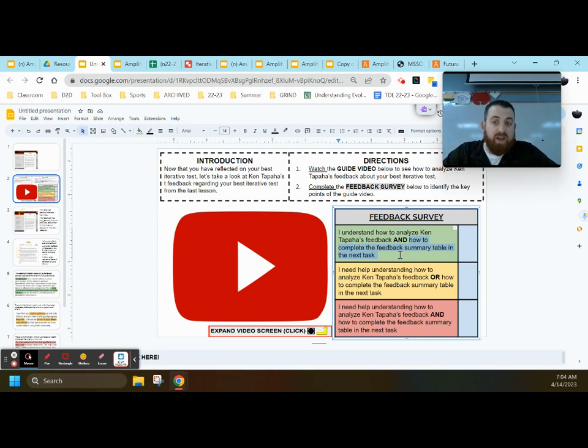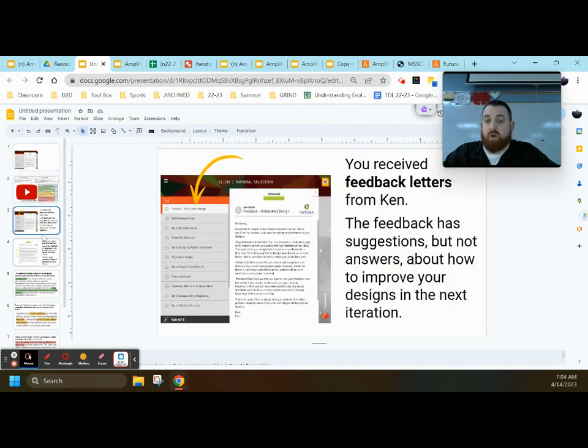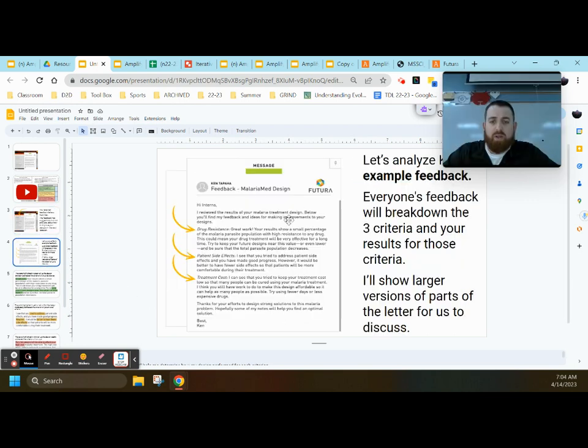Because the feedback we're about to give is going to be vital for us to not only find our optimal treatment, but also to improve upon our general treatment overall. So here's how this is going to work. You've received a letter from Ken, and the feedback has suggestions, but not answers, on how to improve your design for the next test. When you go into the Futur network, you're going to see the feedback malaria design in your inbox. When you click on it, you're going to get a message, as you can see here. Now, we're going to look at an example of this feedback.